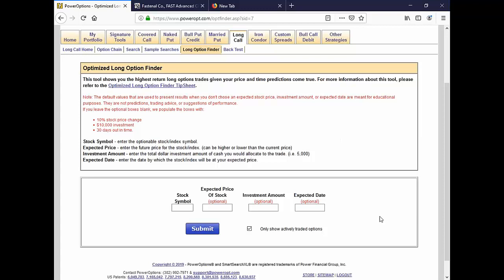In that brief instance, the tool will show you which option would give you the best bang for the buck if the stock did hit or be near your target price on your expected date.